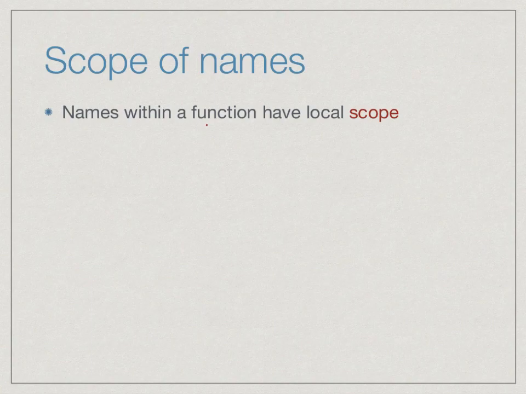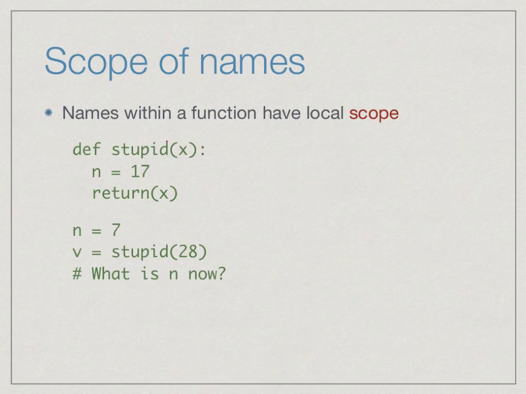Another point to note about functions in Python is that names within a function are disjoint from names outside a function. So let's look at again a kind of toy example which doesn't have anything useful to do. We have a function which we call stupid, which essentially takes an argument and returns it. So it does nothing. But in between, for no good reason, it sets the name n to have the value 17. Now suppose we had in our program outside a statement which assigned the value 7 to the name n. And then we call this function.